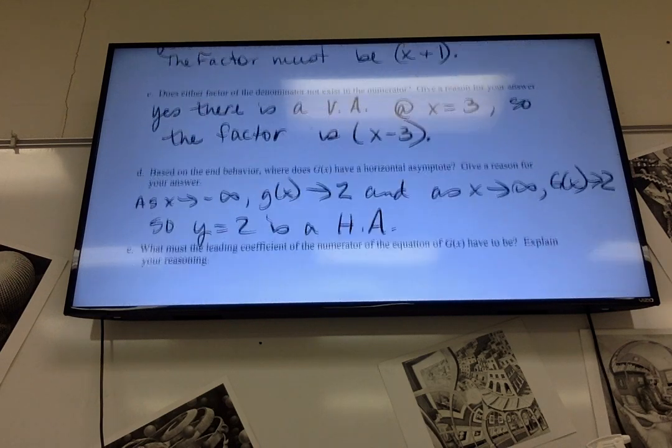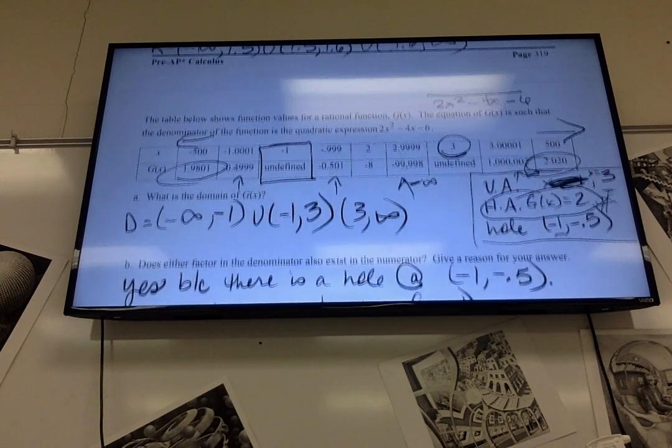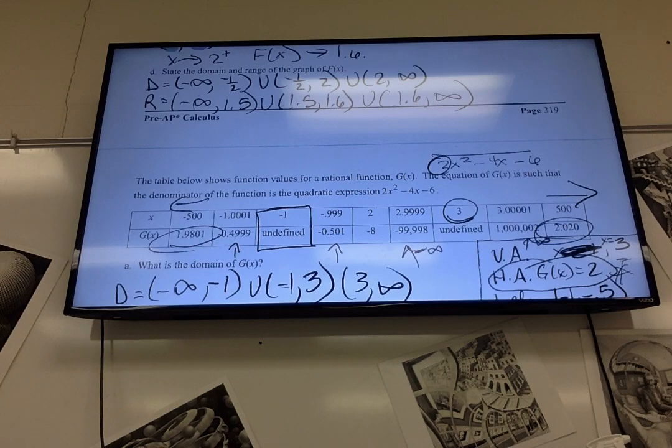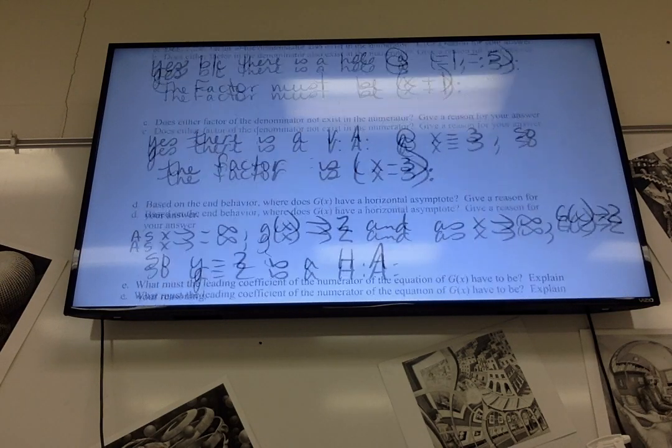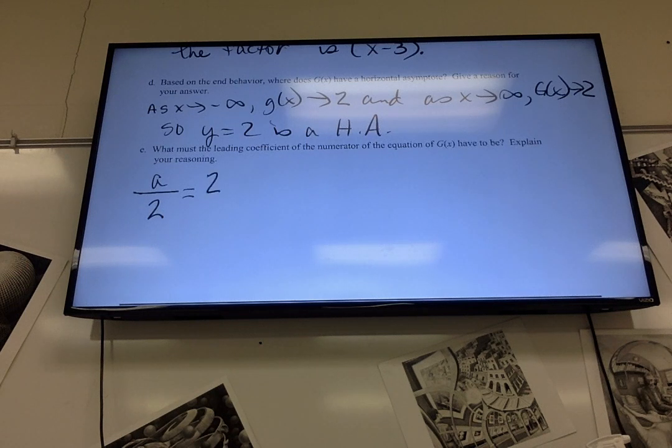Same heavy. So I know it's going to be, both of them are x squared, some number over 2, because that was my leading coefficient on the bottom. And it's got to equal 2, because that's my horizontal asymptote. So how would I solve that? How do I solve for my top number? Multiply both sides by 2. A is 4. So the leading coefficient of the numerator has to be 4. So then when I divide it by 2, I get the horizontal asymptote, which was 2. And this is good enough for my reasoning.